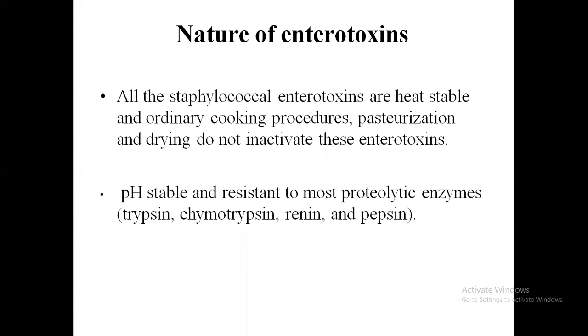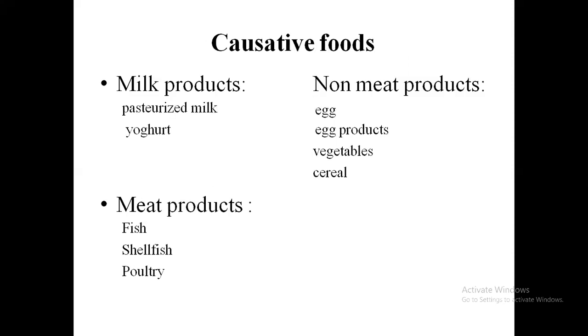They are also pH stable and resistant to most proteolytic enzymes like trypsin, chymotrypsin, renin, and pepsin. Foods like milk products, such as pasteurized milk and yogurt, meat products, fish, shellfish, poultry, and non-meat products like egg products, vegetables, or cereals can cause this.